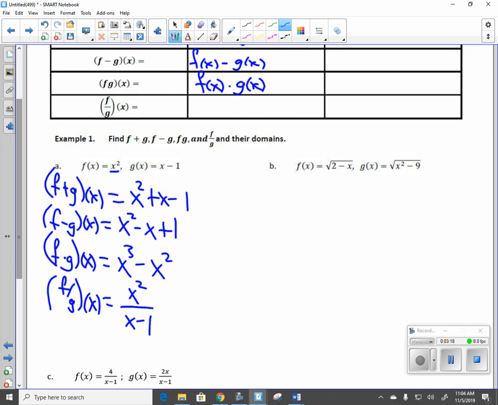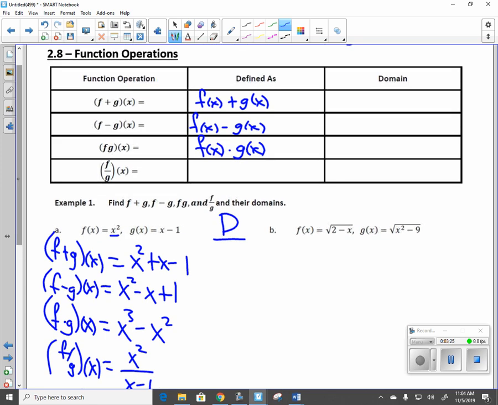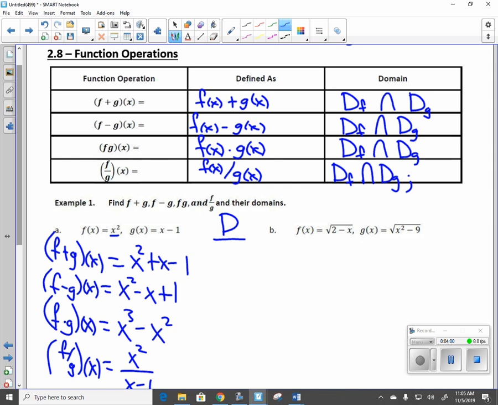One thing that's very important about this, and this is the whole reason why we're doing it, is we're trying to get at the domain. What do we know about the domains of these things? Forgot to write the division up here. For the domain, it happens to be the domain of f intersecting the domain of g, or the overlap of the two domains. Same thing for subtraction. Same thing for multiplication. And same thing for division, except g cannot be equal to 0.